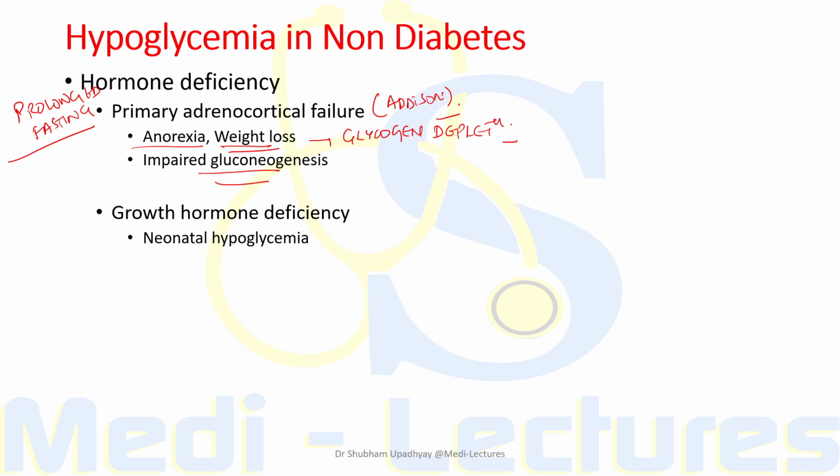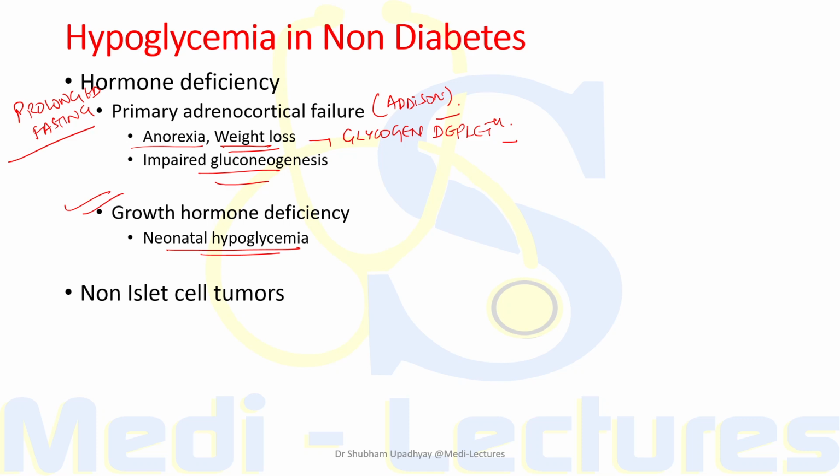When we consider growth hormone deficiency as a part of congenital hypopituitarism, this can lead to neonatal hypoglycemia. These patients present with hypoglycemia, seizures, and other features.